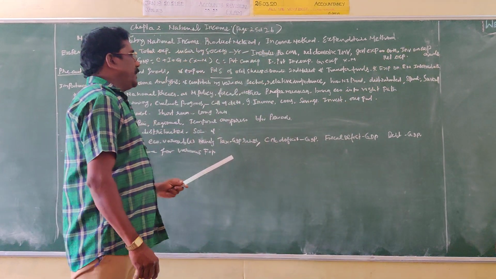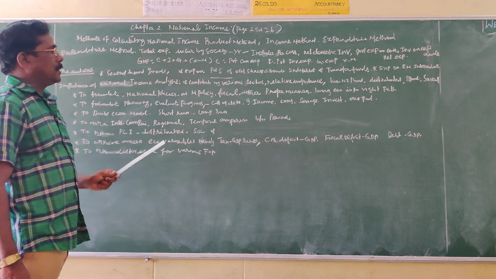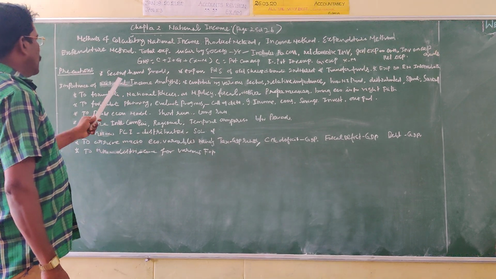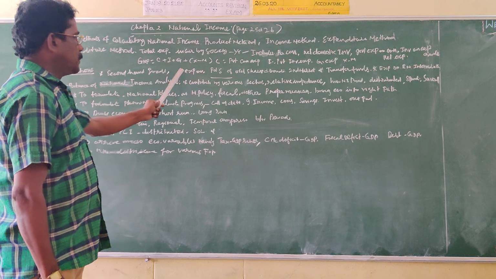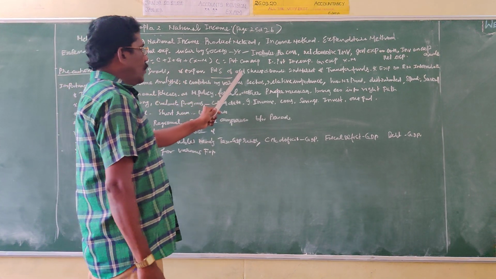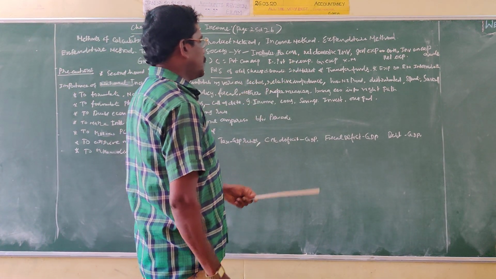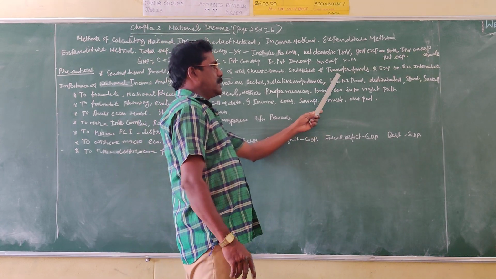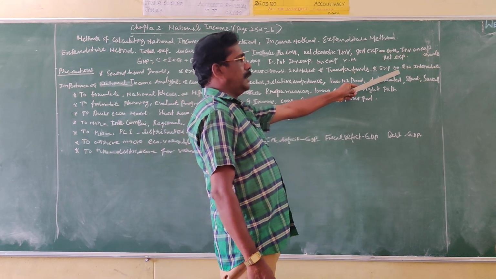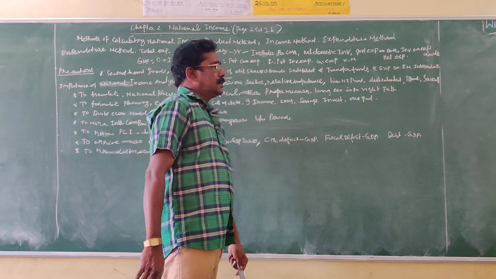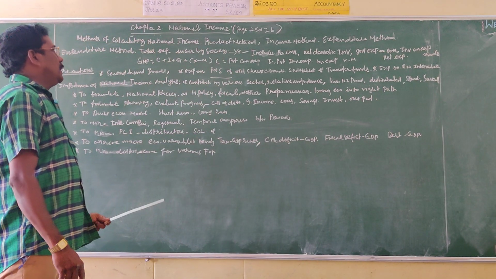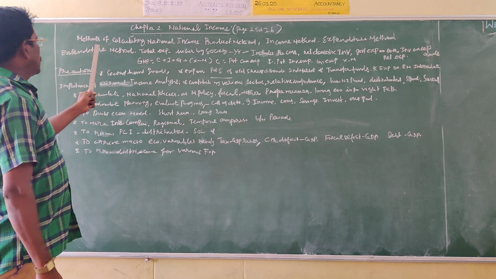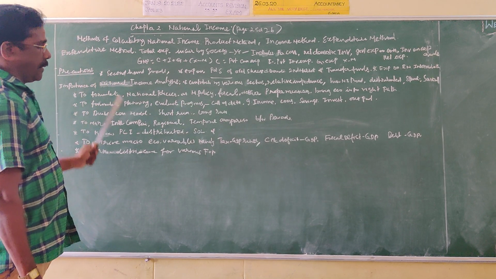So the precautions to be taken while calculating the national income under the expenditure method are: it should not include the value of second-hand goods, expenditure on purchase and sale of old shares and bonds in the secondary market, transfer funds, and expenditure on raw material and intermediate goods. So these are the points we bear in mind while calculating the national income under the expenditure method.